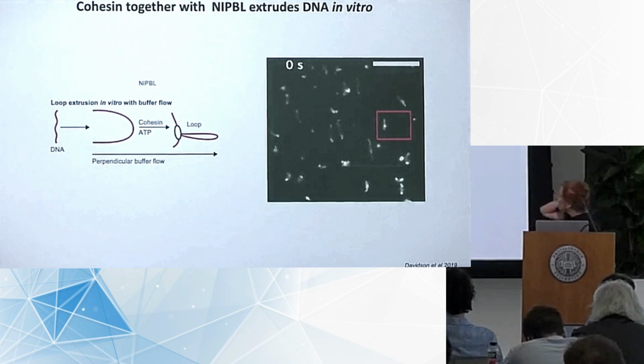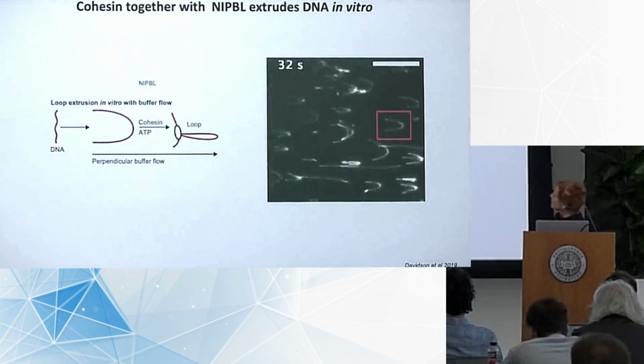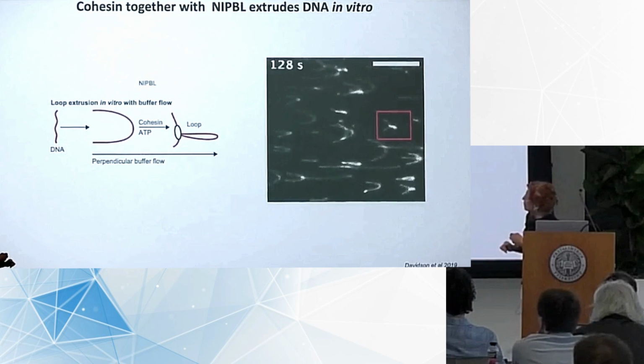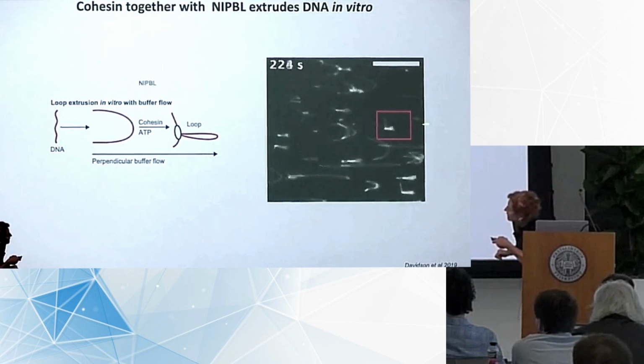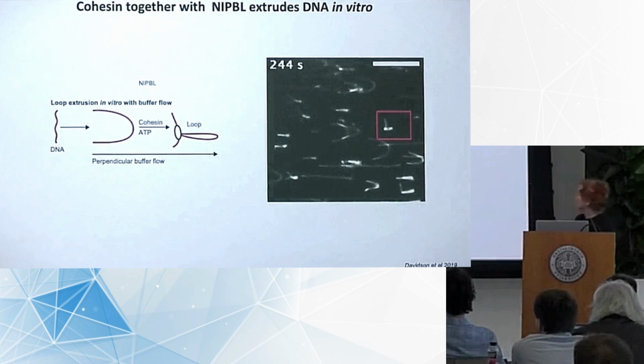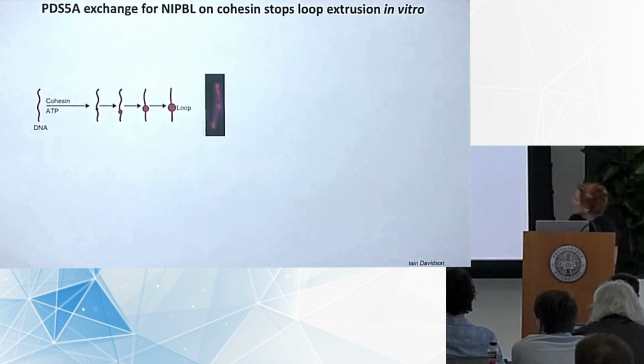We also wanted to ask how PDS5 and NAPBL work by using single molecule studies, an in vitro loop extrusion assay that has been established in our lab for cohesin by Ian Davidson. What you can see here is that with a perpendicular buffer flow, this loop is extended after we add cohesin, ATP, and NAPBL, of course, to DNA. We can also do this experiment without perpendicular flow. Then we can see that the loop is there, but it's squashed.